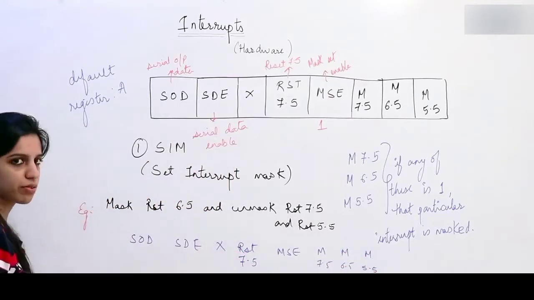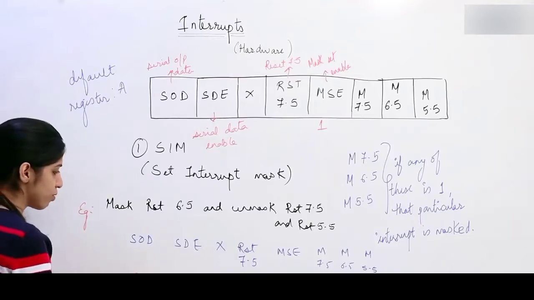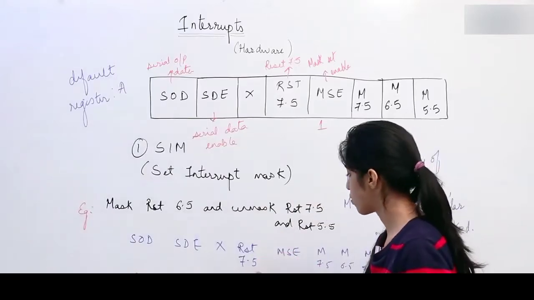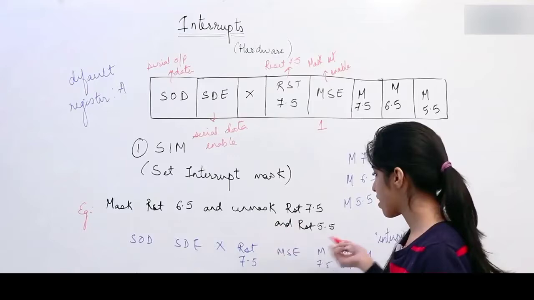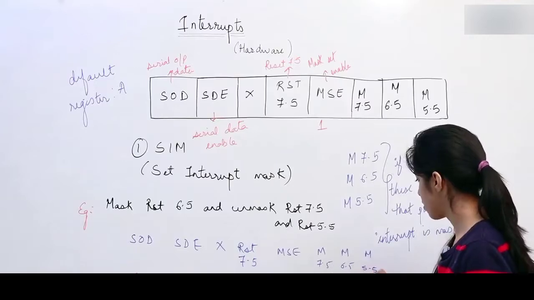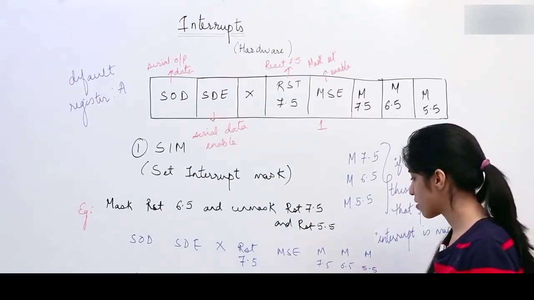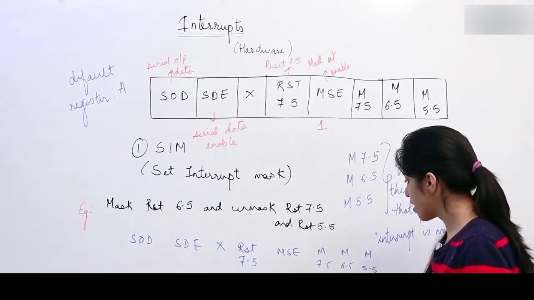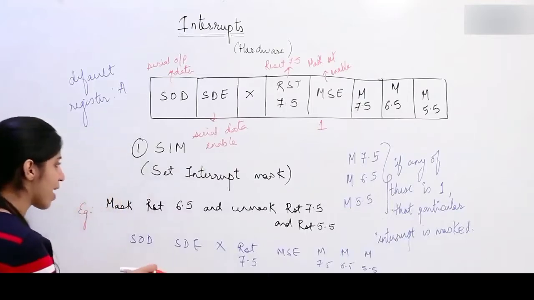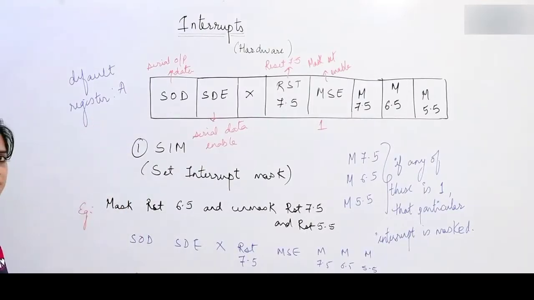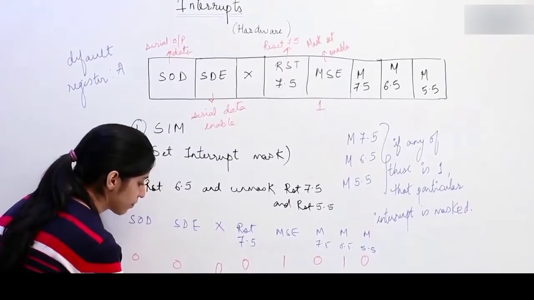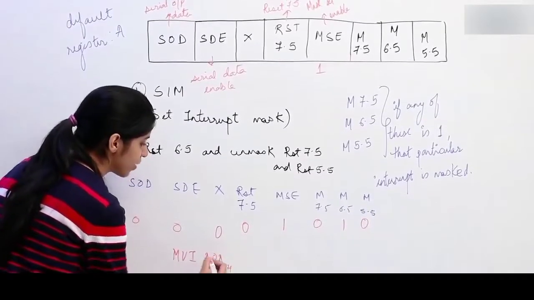We are not interested in serial output data, so this is 0, serial data enable 0, don't care 0, we do not want to reset the 7.5 flip-flop, so 0. We want to mask one of these, so this is going to be 1. We do not want to mask 7.5, so 0, then 1, 0. What is this number in hexadecimal? This is 0AH. So what instruction am I going to write? I already told you the default register for this is A, so I write MVI A, 0AH.